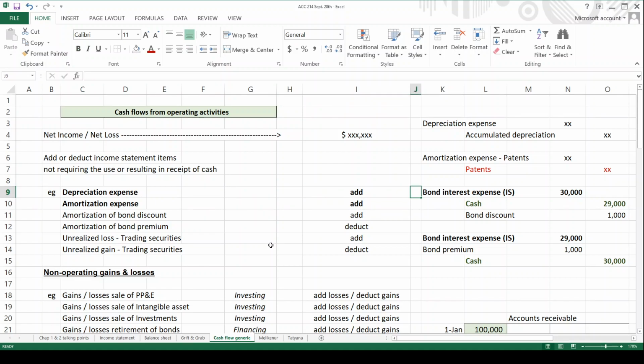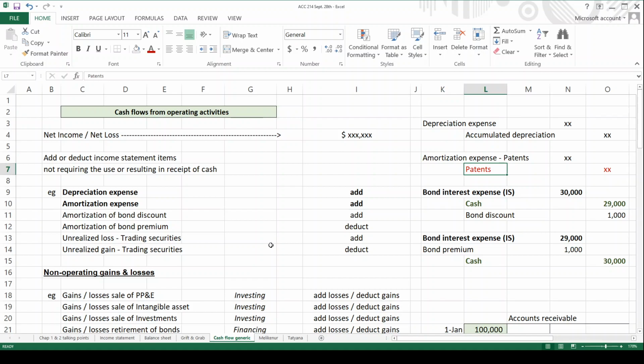Well, net income includes the depreciation expense. It was reduced by depreciation expense, but there's no credit to cash. So that is a cashless entry. So we add that back. In other words, you're saying, well, what would my net income be if I didn't have depreciation expense? Same thing for amortization of intangibles, and in this example, I have patents.